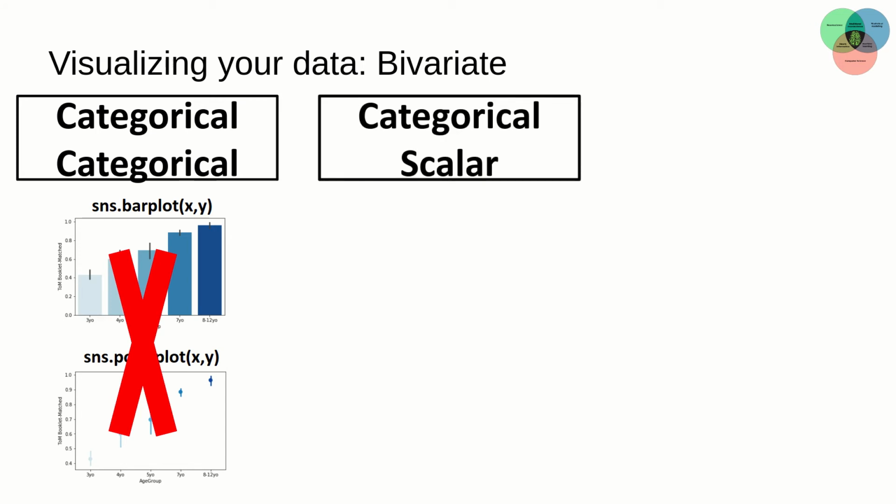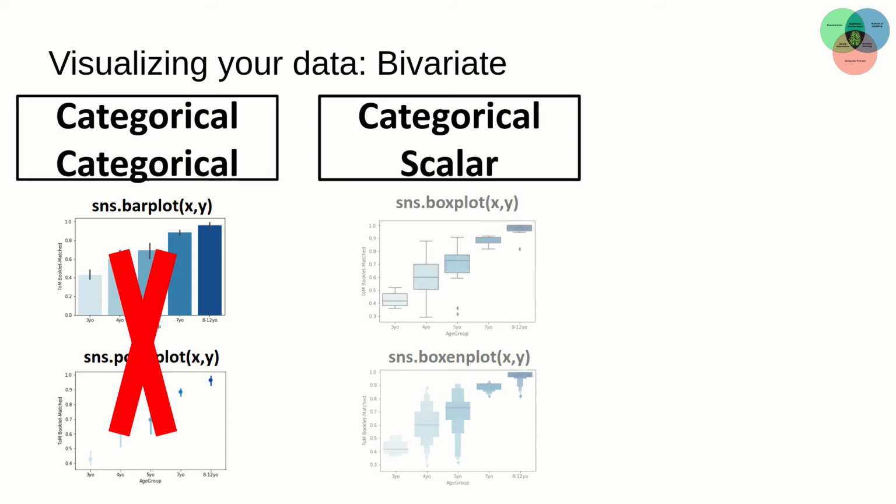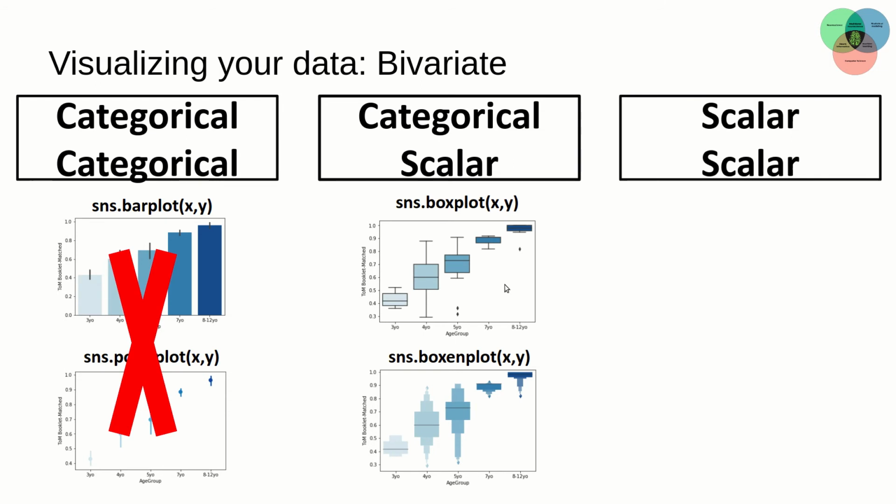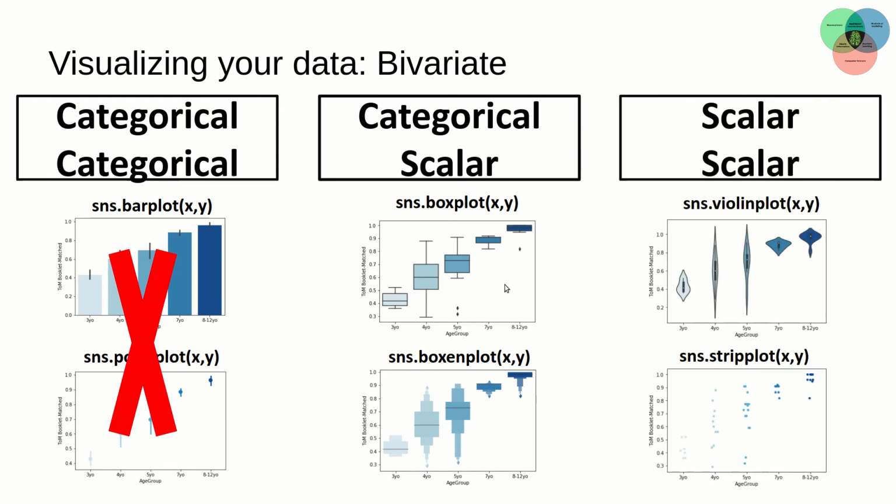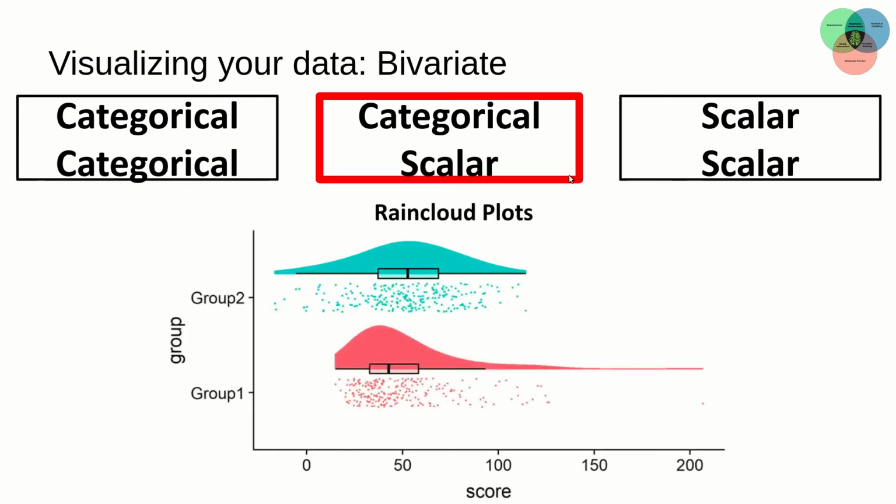And if you want to plot categorical versus scalar variables, then some good options are the box plot and the boxen plot, which also give us some information about the quartiles and the distributions. And if you want to plot scalar versus scalar, similarly, violin plots are very useful, and strip plots, as you can see here, also have a role to play. One of the newest sorts of plots which I've seen around is the rain cloud plot, and they really offer the best of a lot of the different worlds. You can see the data points in the scatter plot.